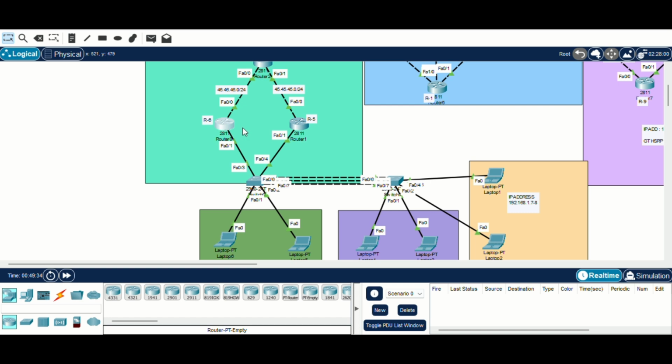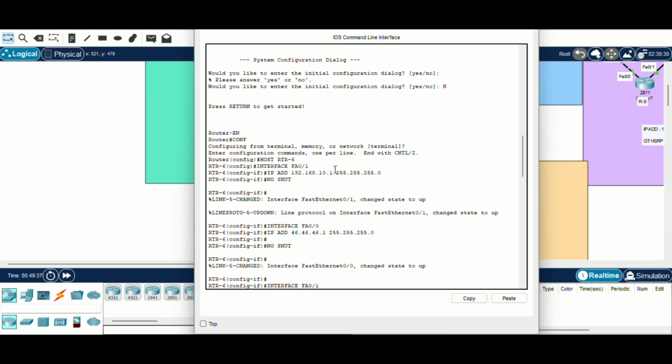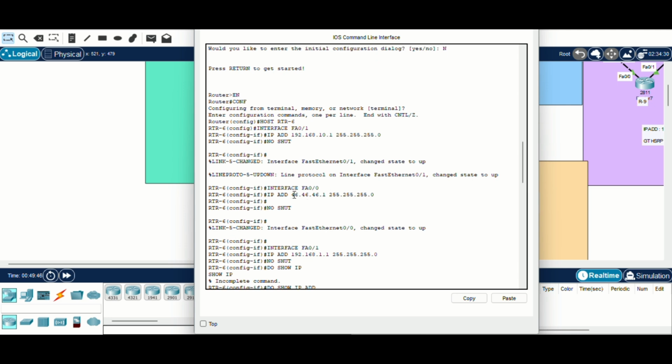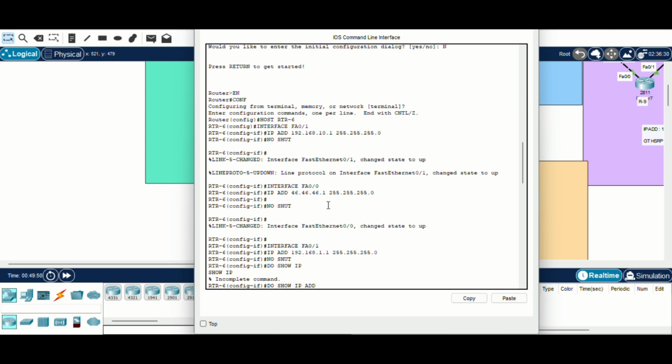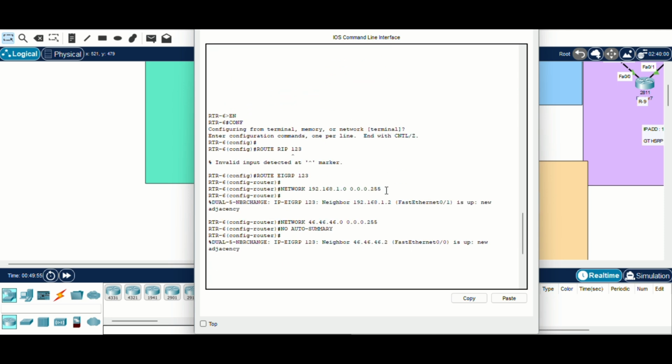Go to router 6. So you make interface FA1 go to the client, and then interface FA0 go to the next router. This is 46.46.46.1. Don't forget to no shutdown. This is wrong. Yes, this is true. Okay. After that you make EIGRP for the two networks already connected.